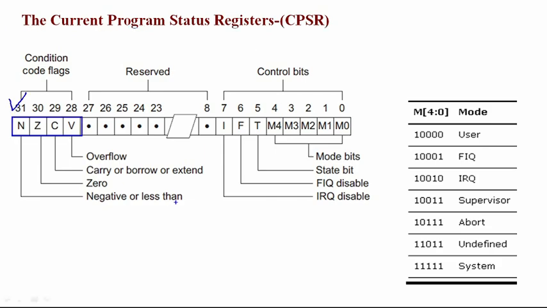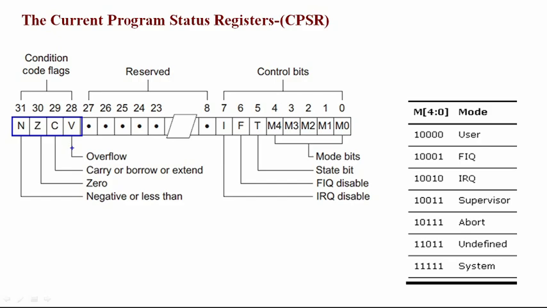For the negative flag, whenever you get a negative result, the N flag will be set. This is the first important thing we should know here. The second one is the zero flag. Z stands for zero. Whenever you get a result of zero, the Z flag will be set. The third one is the C flag, which stands for carry flag. Whenever there is a carry generated from the MSB, or whenever there is a borrow in subtraction, the carry flag will be set.